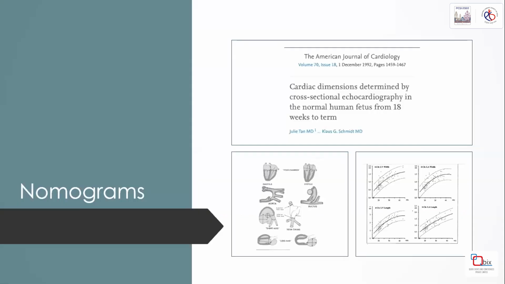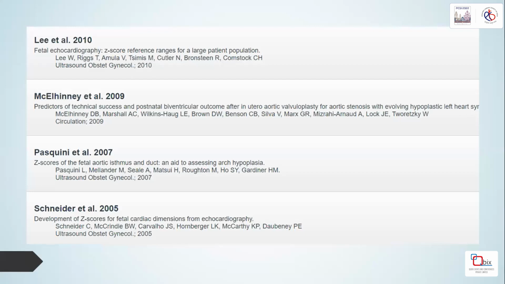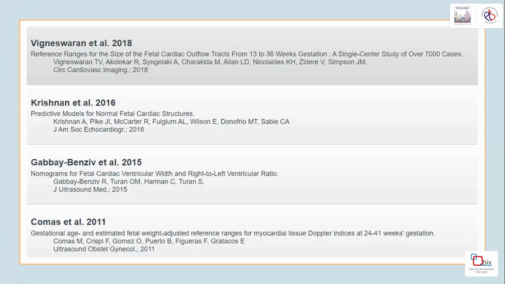So there are a lot of nomograms to see if these structural dimensions are normal. The earliest one was proposed in the year 1992, where it was done only for a small number of 100 fetuses. And after that, there have been various other studies. Each study was different, and the latest in 2018 was up to more than 7,000 fetuses.